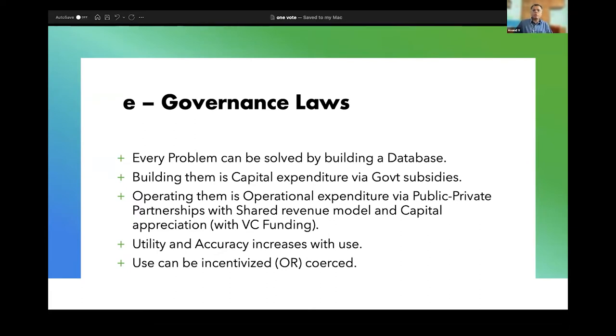And then what you then do is, it is just not sufficient for you to build it. You have to somehow operate them. And however, operating them is an operational expenditure via public-private partnerships with shared revenue model and capital appreciation. So I'll come back to it. And let's think through some of the interesting databases that we had built in the recent past, which people had great difficulty and trouble with, even after so many years.